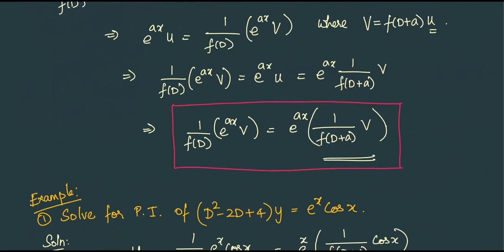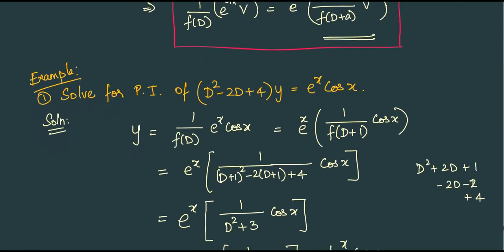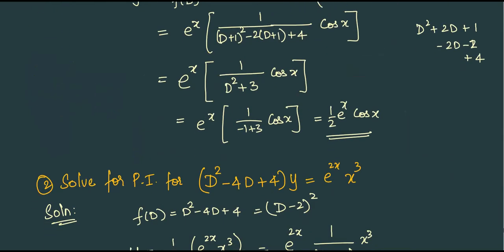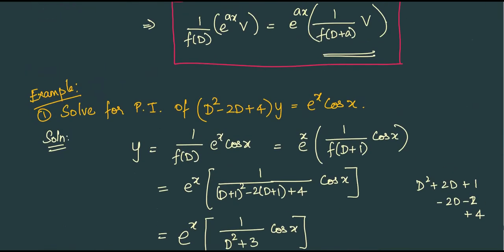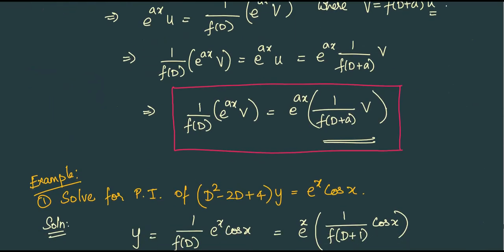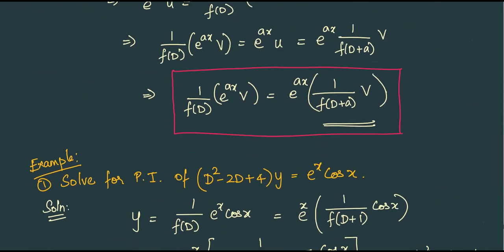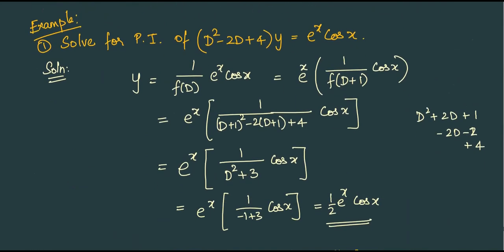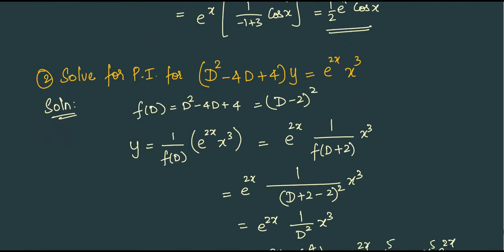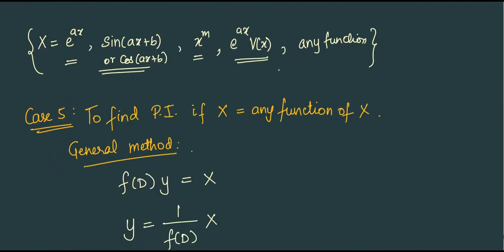1 by f of D e power ax V is: take e power ax outside and 1 by f of D plus a times V. By this, you just have to operate on V, and whatever V is, we can deal with that, because V can be one of the above three functions, either e power ax or sine or cos or x power m. So then we can deal with this. So just this operation is needed. We did a few problems on this.